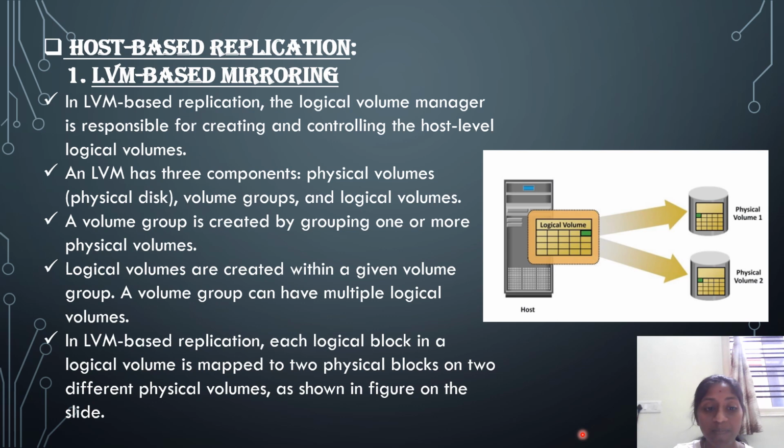In LVM-based replication, each logical block in a logical volume is mapped to two physical blocks on two different physical volumes, as shown in the figure on this slide. Here is the representation of the LVM-based mirroring.